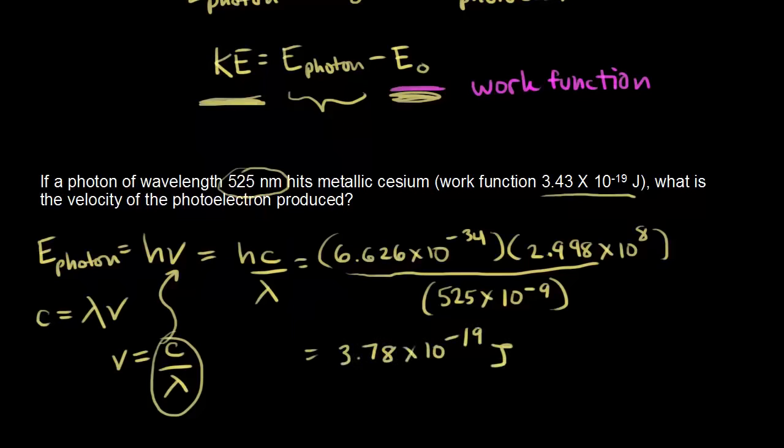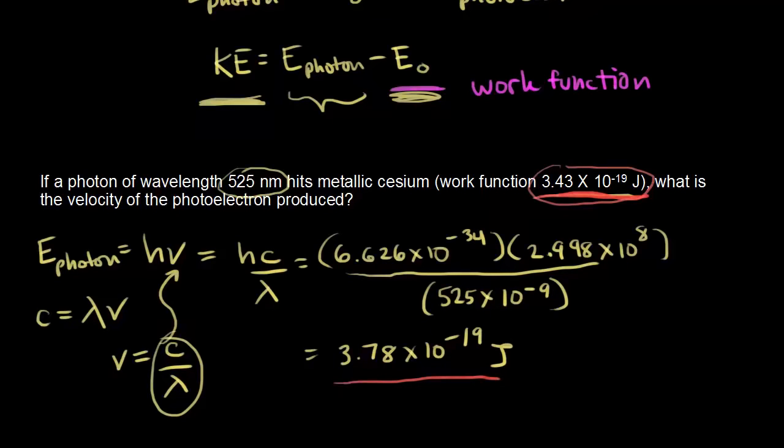And so let's think about this number for a second. 3.78 times 10 to the negative 19 is the energy of the photon. And that energy of the photon is greater than the work function, which means that that's a high energy photon. It's able to knock the electron free. Because remember, this number right here is the minimum amount of energy needed to free the electron. And so we've exceeded that minimum amount of energy. And so we will produce a photoelectron. So this photon is high energy enough to produce a photoelectron.